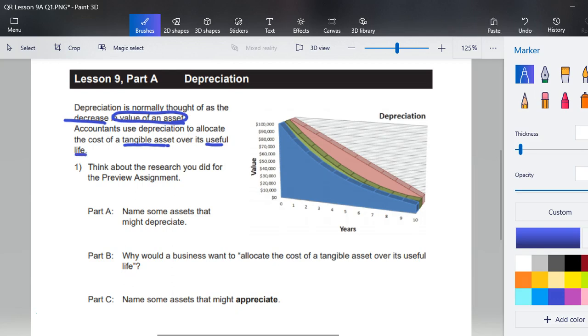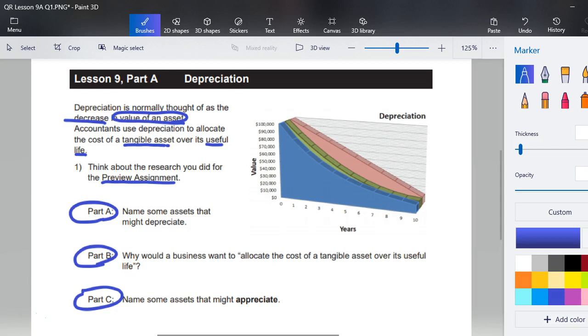Think about the research you did for the preview assignment. Name some assets that might depreciate. Why would a business want to allocate the cost of a tangible asset over its useful life? And then name some assets that might appreciate. Go ahead and hit pause, write down some thoughts for these answers, and then come back and we'll answer some stuff together.